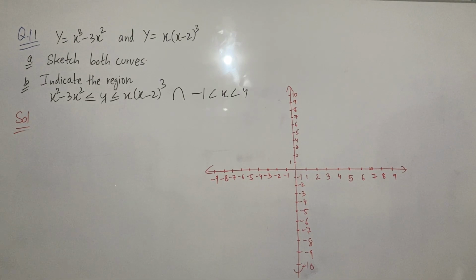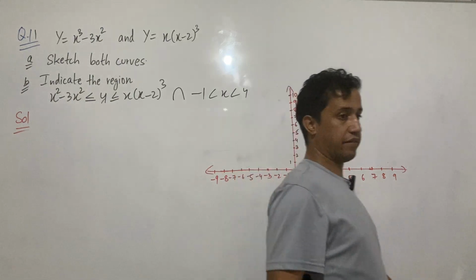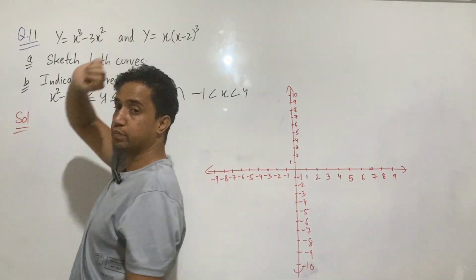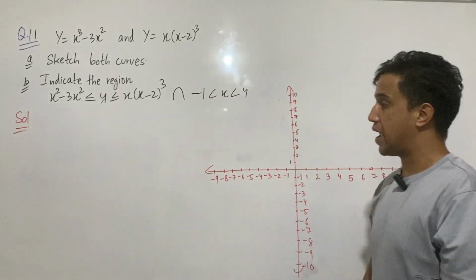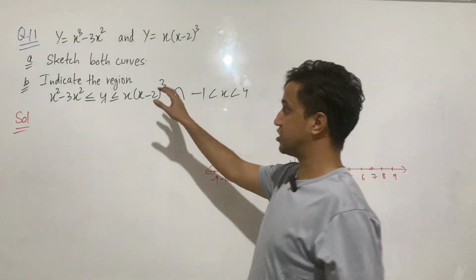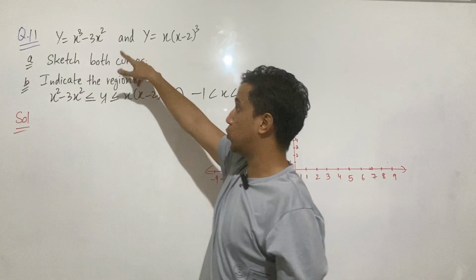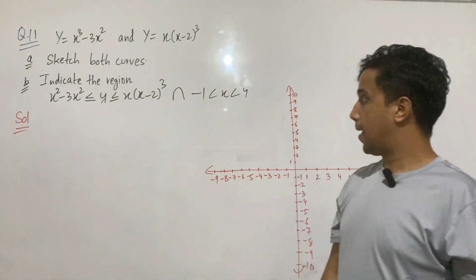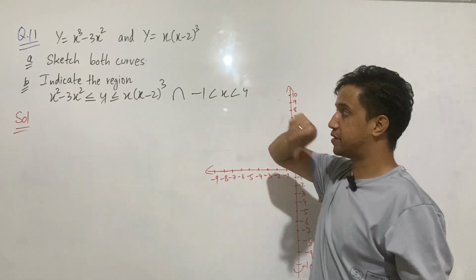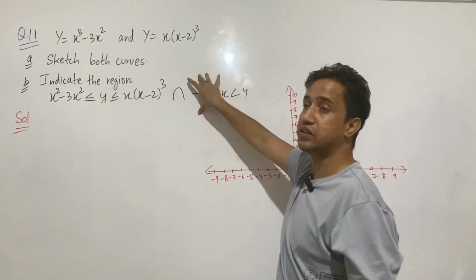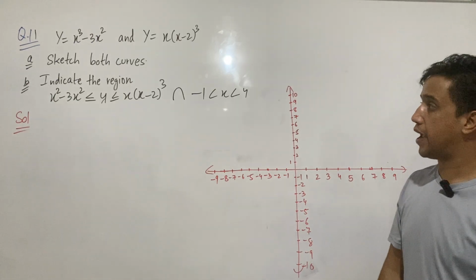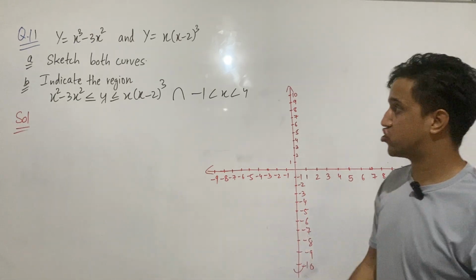All right, guys. So our next question, question number 11, is here. We are given two polynomial functions, and they are asking us to sketch the curves of both these polynomial functions on the same xy plane. And then part B says that we have to indicate this region on the plane. So let's get started.